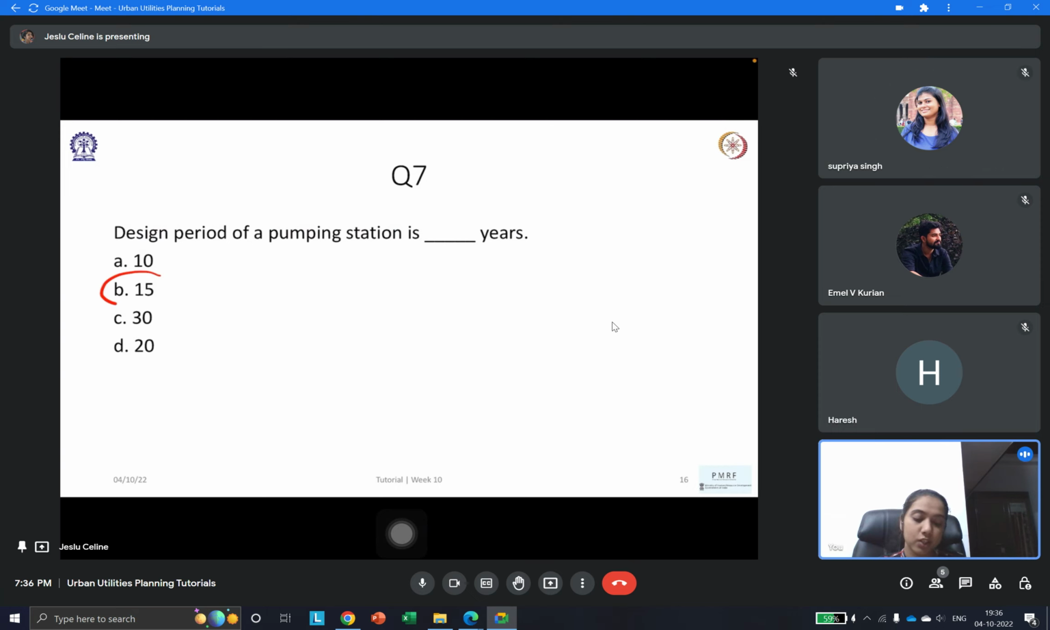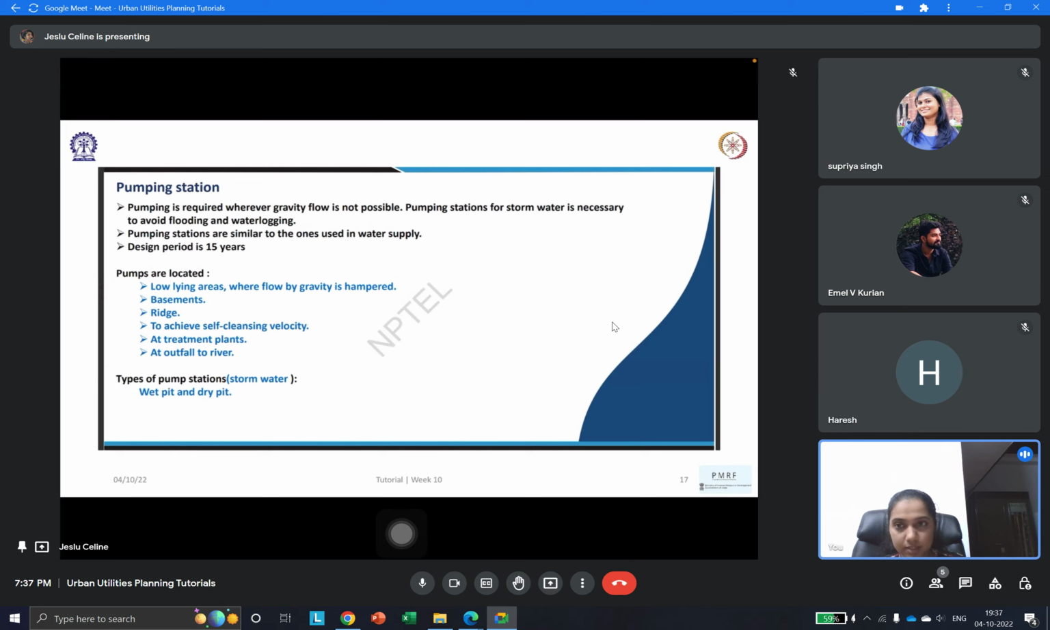In one of our previous tutorials also, we discussed that for pumping it's always 15 years. Even when the design period is 25 to 30 years, the pumps or motors usually last for 15 years. So for a pumping station the design period is usually 15 years, because some maintenance inside the station will also have to be done if you're changing the pumps. So this is what we discussed in the lecture.